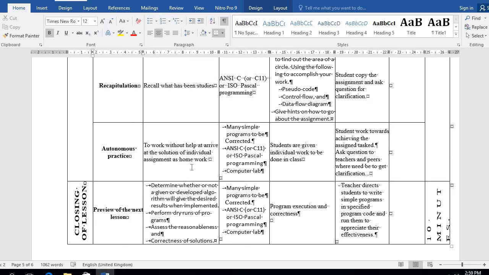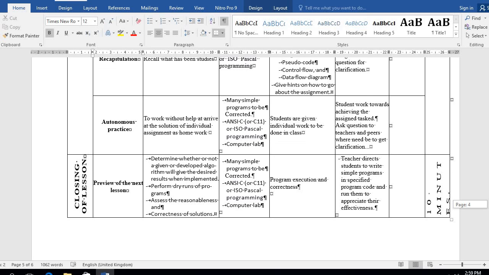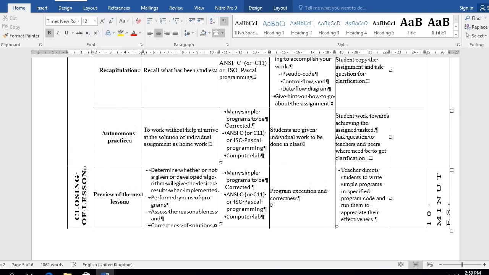You have autonomous practice, that is, you have them work as individuals. You can equally assign them to take the work as a group, as an assignment, or take-home work. Remember that assignment is what students do at the end of a lesson before the next lesson. It could be take-home, or within the class, or within the school, as the case may be. Now you have closing of lesson.